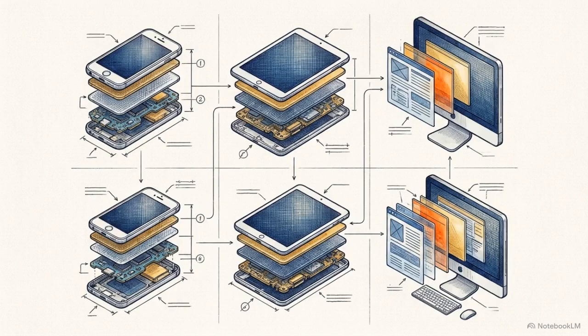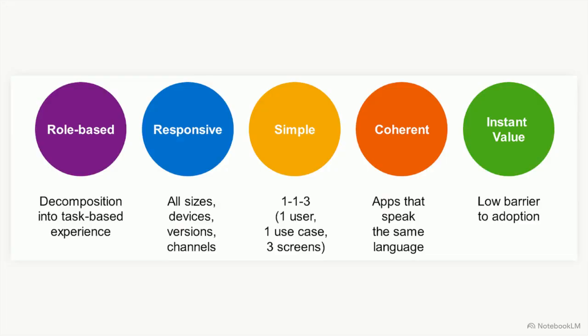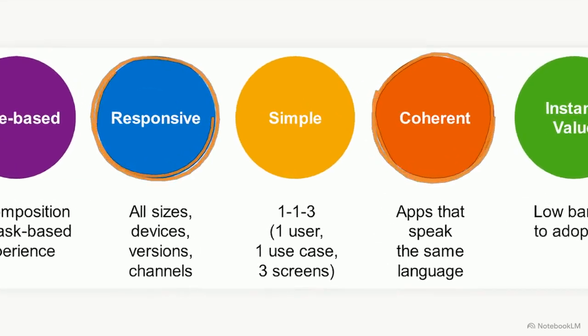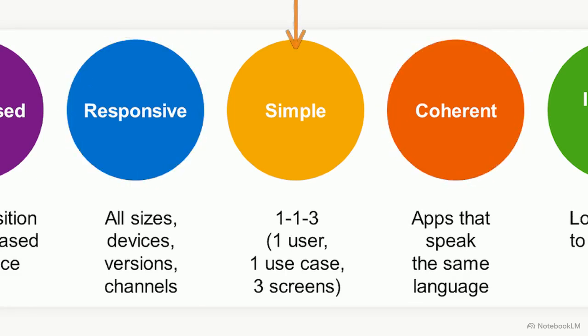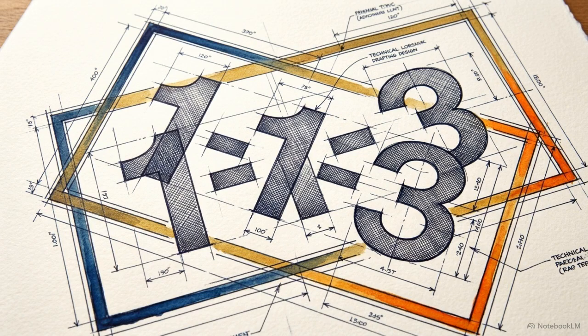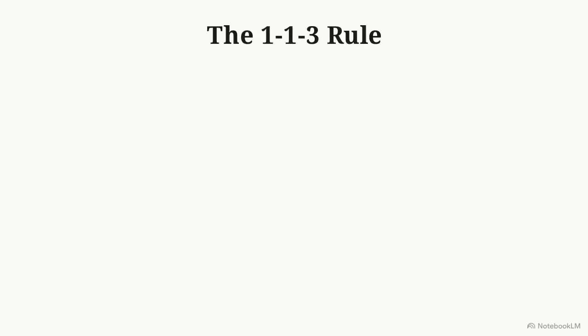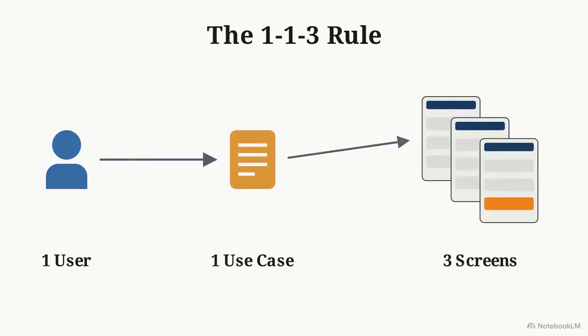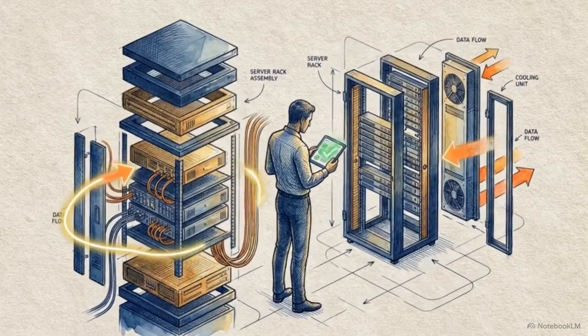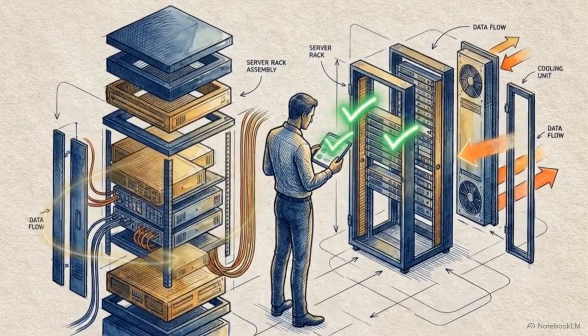How does the system ensure this workflow remains consistent across different business sectors and different devices? 5 core design principles govern the entire Launchpad and application typology. The requirements for responsive and coherent design ensure that applications share a visual language and adapt automatically to any screen size. However, the most significant constraint is simplicity. This is enforced by the 1-1-3 rule. Every Fiori application is scoped to support exactly one user, one use case, and a maximum of 3 screens. Maintaining these specific design constraints prevents the software from reverting to the cluttered, unorganized state of legacy systems.